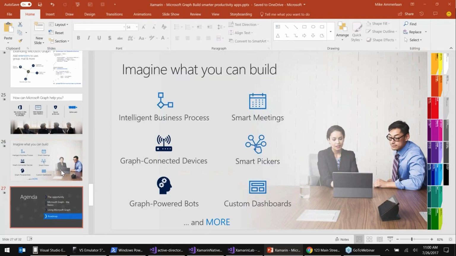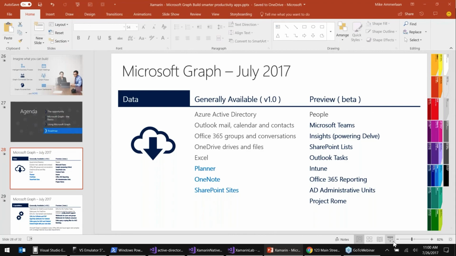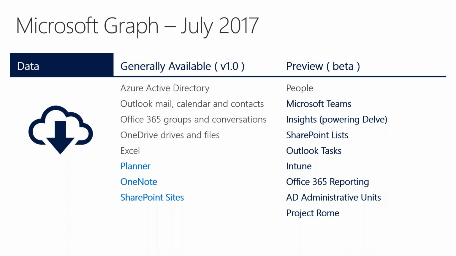Okay, so the final thing I want to share is a little bit of roadmap information. The key punchline is that the set of types of things that you can see inside of Microsoft Graph is expanding all the time, to things like Teams and SharePoint lists, as I showed you a little bit earlier, things like Office 365 reports, Intune data, etc.